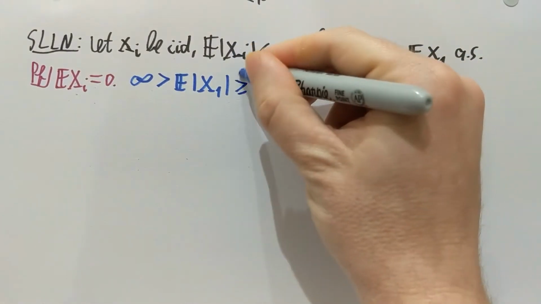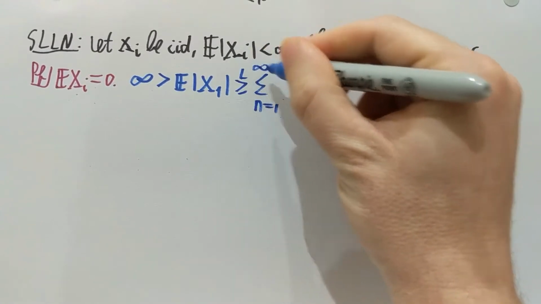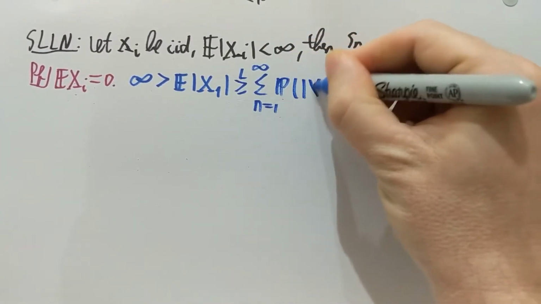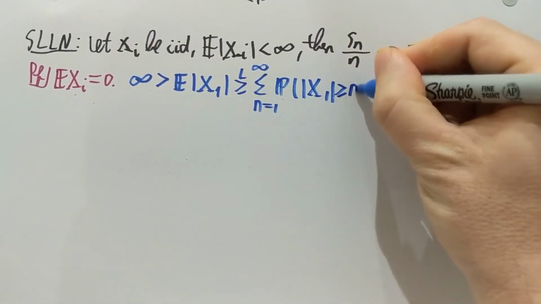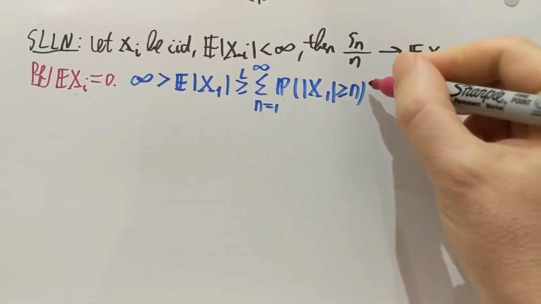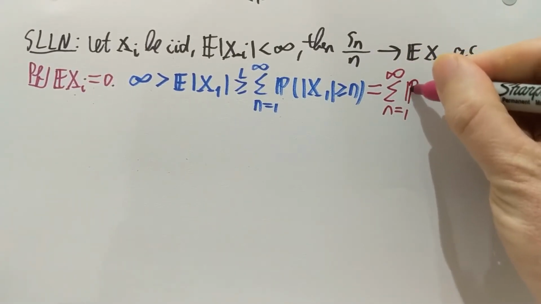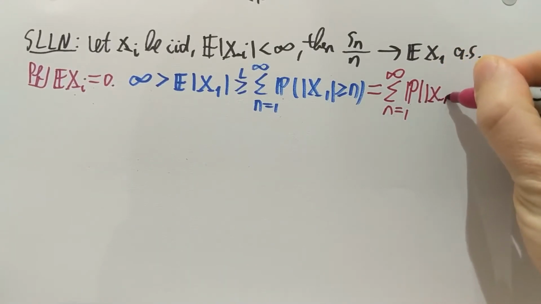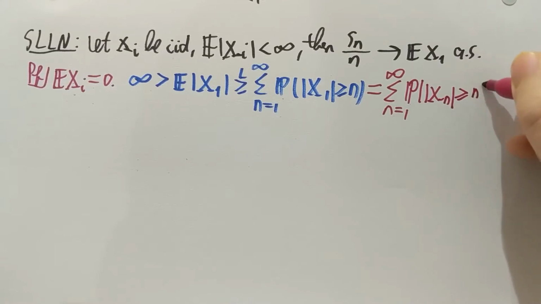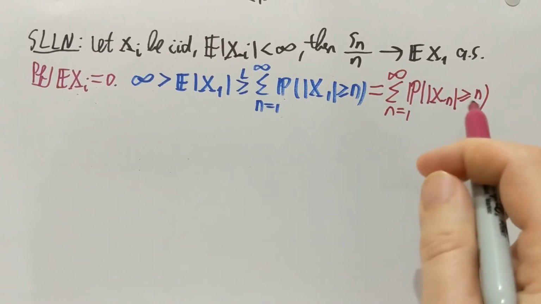Okay, so the lemma says that this is bounding from above the sum of the tail probabilities for this mod of X1 larger than or equal to n. That's my first step. So here I'm using this lemma. Now these random variables X have all the same distribution. So the probability X1 is larger than n is the same as the probability that Xn is larger than n, just because they have the same distribution. It doesn't matter if you talk about probabilities of X1 or probabilities of Xn. So this is exactly the same, and this is summable. So these probabilities are summable.